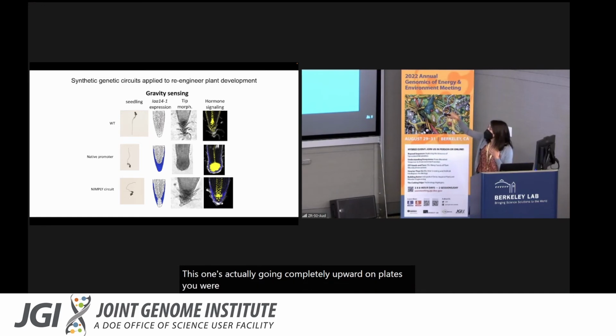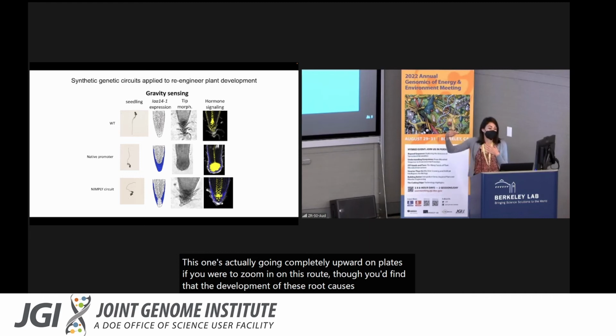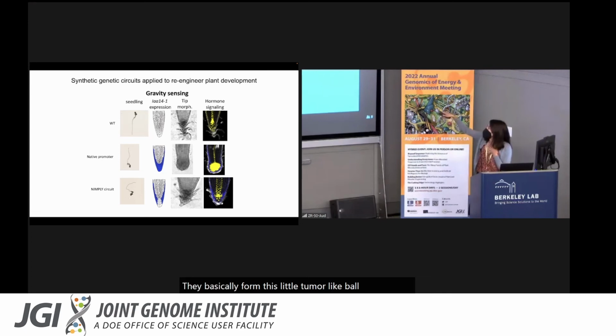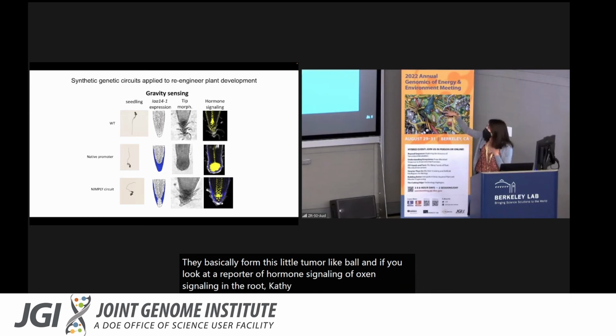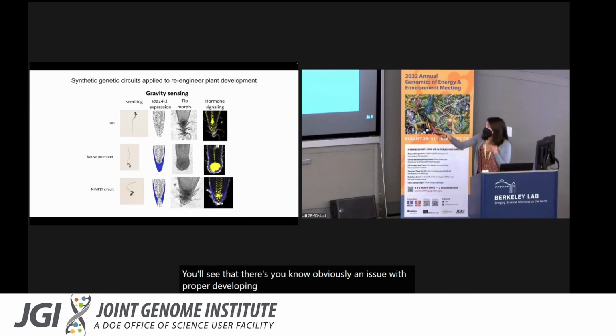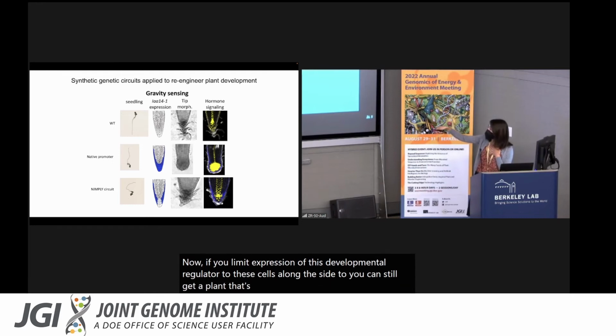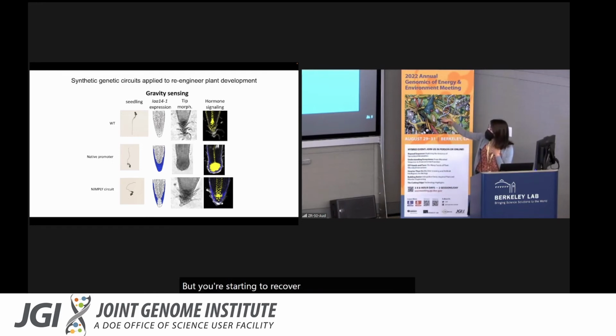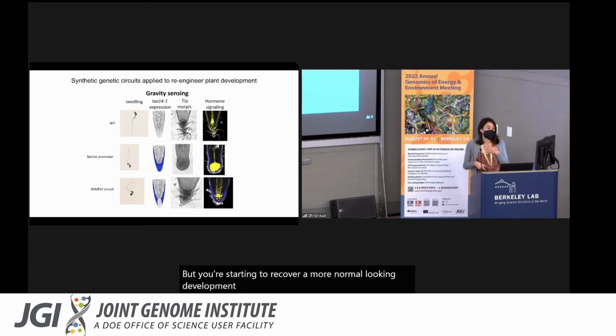If you were to zoom in on this root, though, you'd find that the development of these root cap cells is really messed up. They basically form this little tumor-like ball. And if you look at a reporter of hormone signaling, of auxin signaling in the root cap, you'll see that there's obviously an issue with proper development here. Now, if you limit expression of this developmental regulator to these cells along the side, you can still get a plant that's agravitropic, but you're starting to recover a more normal looking developmental signature in the root cap.